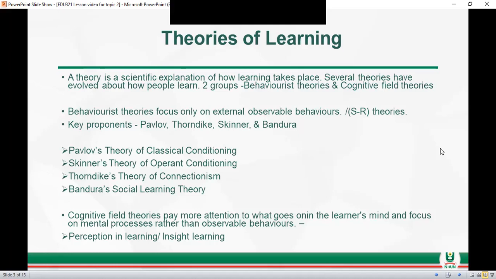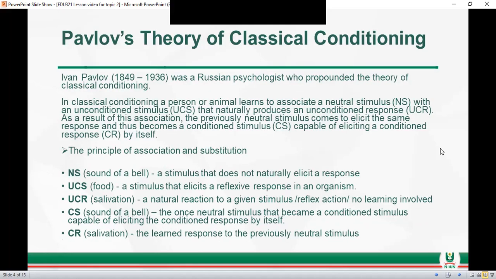Okay, let's do this. Like I said, we're starting off with Pavlov's theory of classical conditioning. Like I said earlier on, Pavlov belongs to the group of behaviorist theory. Okay, who is this Pavlov? Ivan Pavlov was a Russian psychologist who propounded this theory of classical conditioning.